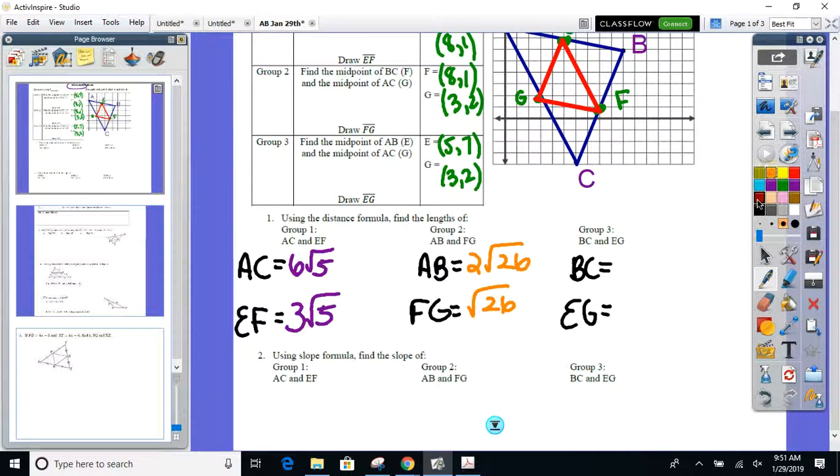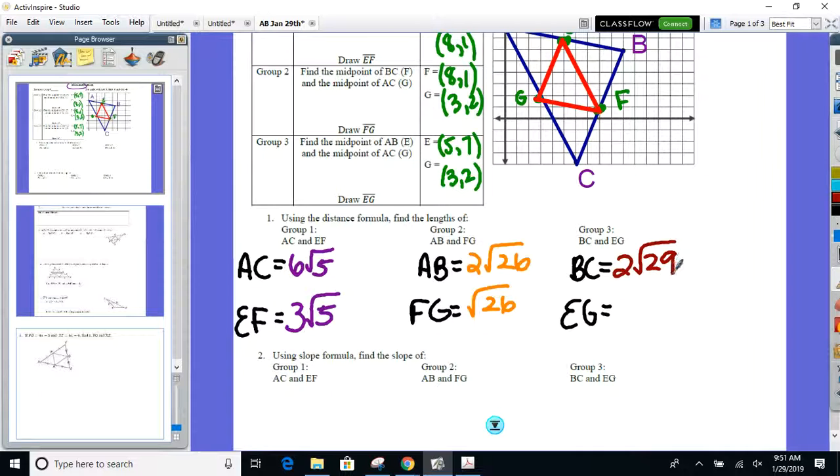And group 3, what do you got for me? BC. 2 radical 29, breaking down 116. Nice job. And how about EG? Square root of 29. Nice job. So hopefully we're starting to see a relationship between the mid-segments and the sides. Maybe. We'll talk in a second.